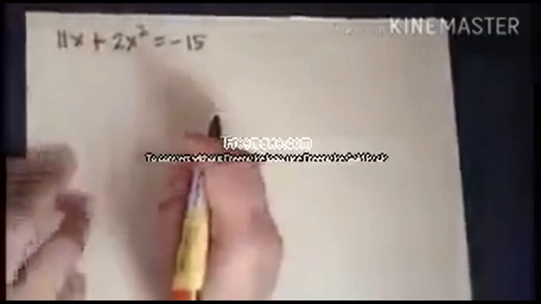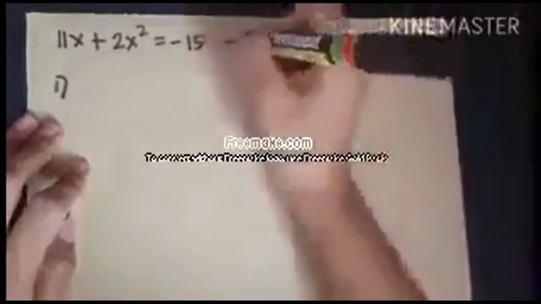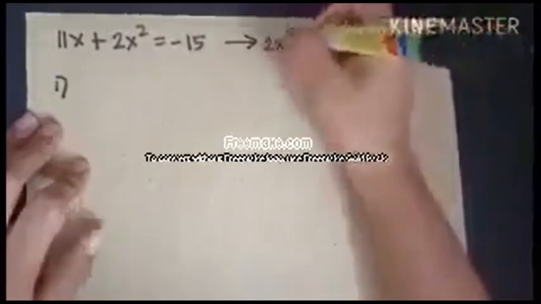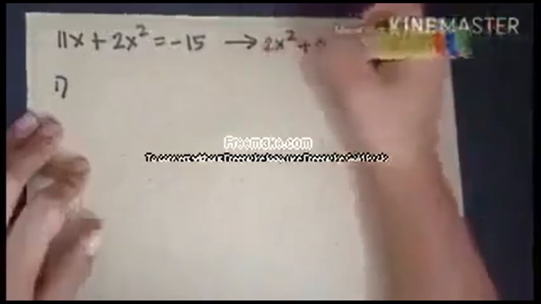Okay, so now we are going to have 11x plus 2x squared is equal to negative 15. So we apply the AC method. So using AC method, first step, syempre, para ma-identify natin yung value ng A, B, and C, kailangan nating i-transform ito, yung equation natin, into standard form. So you have 2x squared plus 11x. Transpose natin si negative 15, magiging positive 15 na siya, is equal to 0.